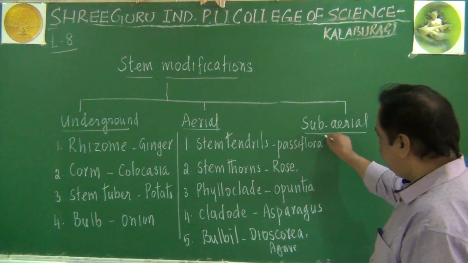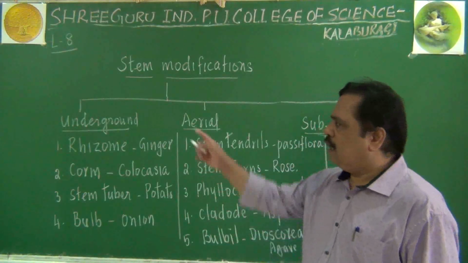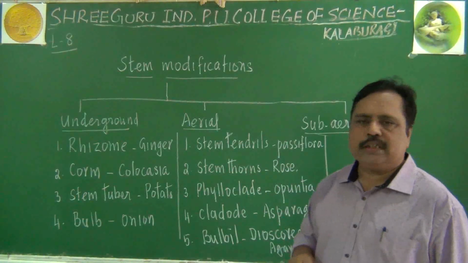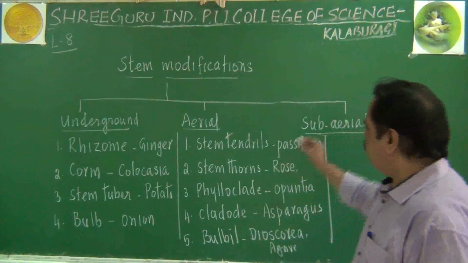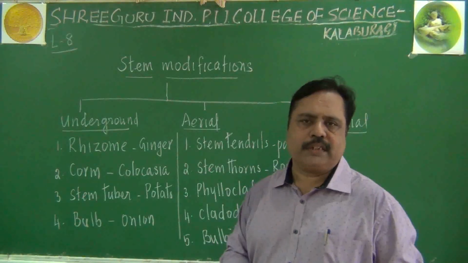Remember, these 5 types are included under aerial modification. Underground modification 4 types, aerial modifications 5 types, totally 9 types you may recall. Let me come to the subaerial modification which we have seen in the previous lecture.